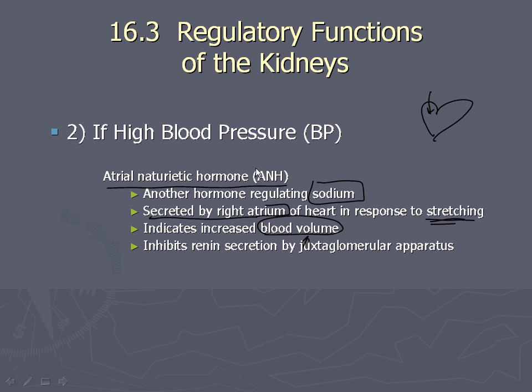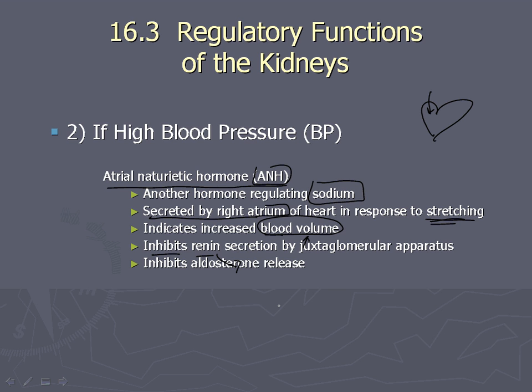So what the ANH does is it inhibits the renin secretion by the juxtaglomerular. So it inhibits everything we just talked about. So what happens if there's no renin? What that does is it makes sure that the angiotensin can't be converted.